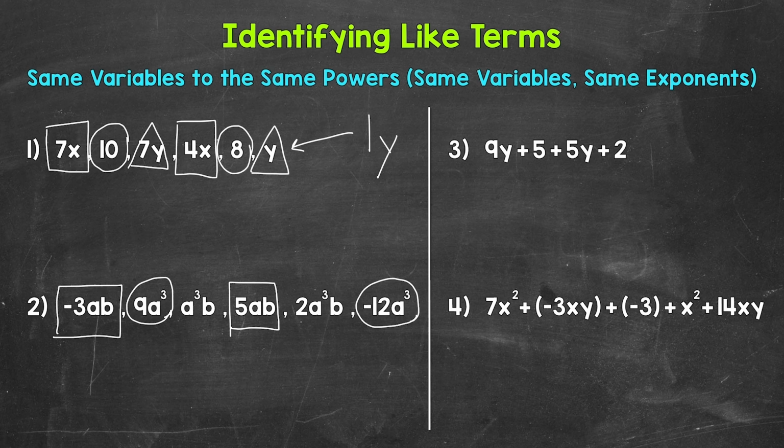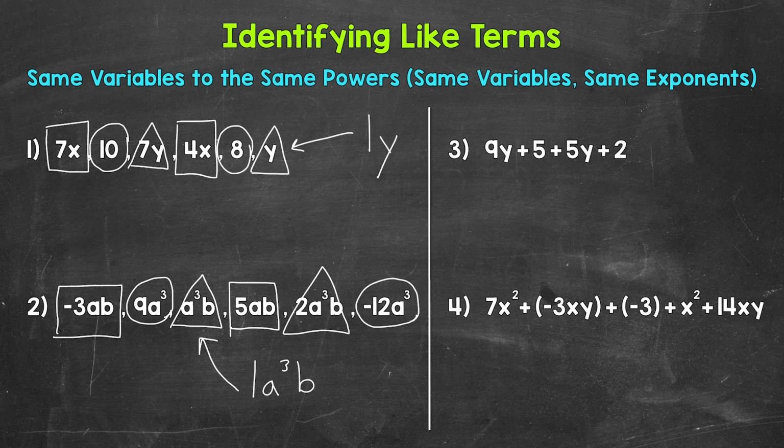And then lastly, we have a cubed b. So we have that variable of a cubed, so a to the power of 3. And then we have that variable of b, which is to the power of 1. The like term is going to be 2a cubed b. Now again, for this term right here, a cubed b, since no coefficient is shown, that means the coefficient is 1. So we can always rewrite it with that coefficient of 1 if preferred.